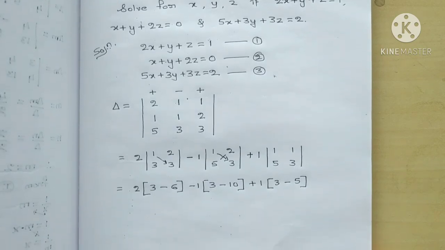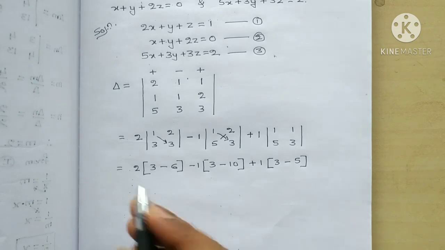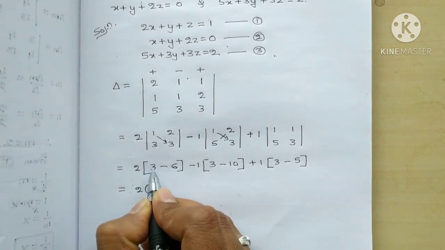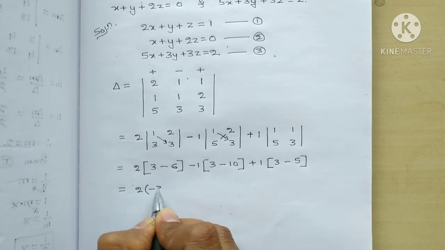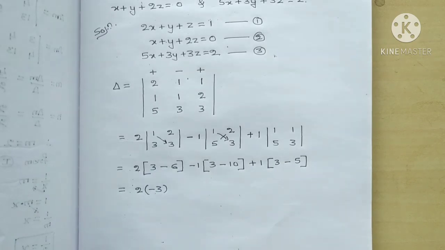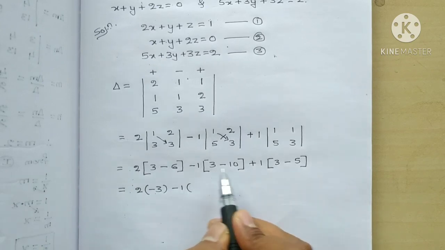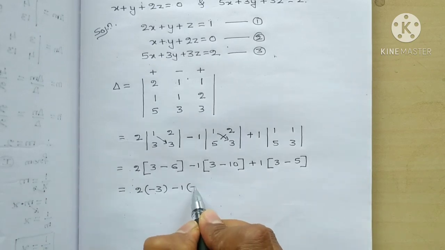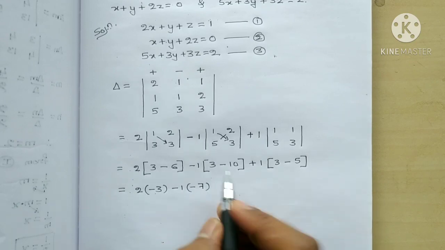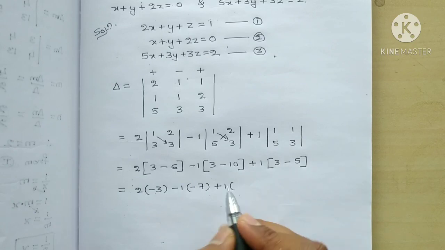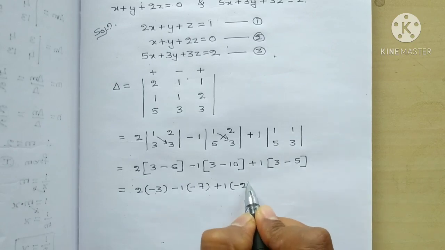Next, add and subtract. So which is equals to 2, I am going to keep it as it is. 3 minus 6 is minus 3. Next, minus 1 into bracket, 3 minus 10 is minus 7. Plus 1 into bracket, 3 minus 5 is minus 2.